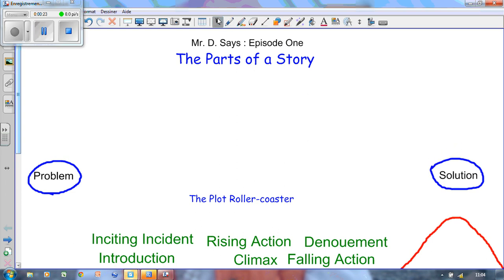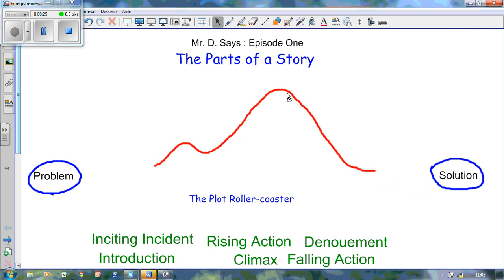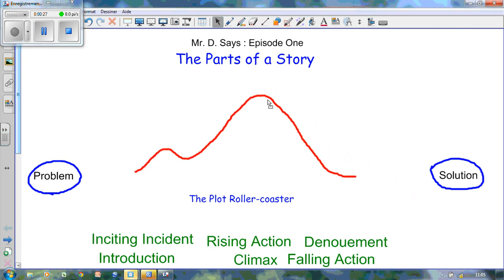In the past, the way that I've best liked to represent this is with a little line that looks something like this. And this is what I call my plot roller coaster. The plot roller coaster is basically a line that represents the plot or the storyline and how it moves visually. Now, I realize looking at it right now, it looks like a little mountain and a big mountain, and in fact, that's what they are. But each of these little bumps in the road represents something in a story.